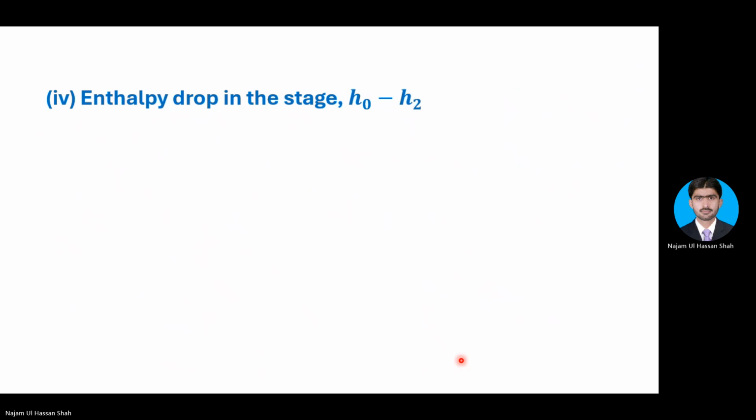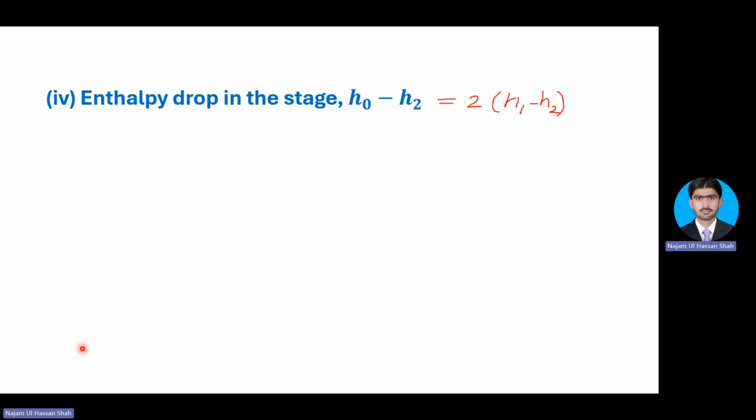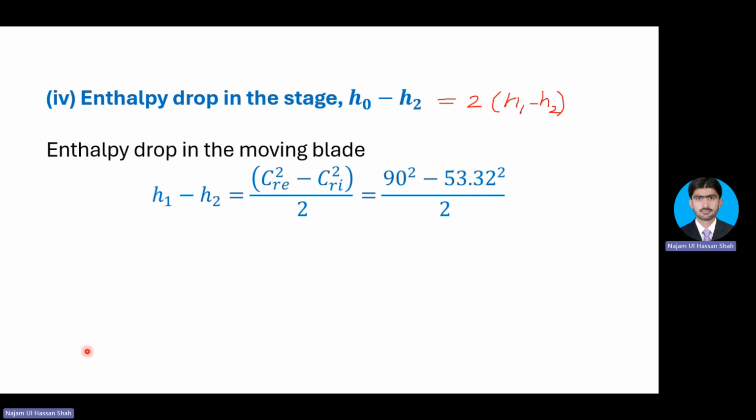Last portion, enthalpy drop in the stage, H0 minus H2. This should be equal to twice of the enthalpy drop in the moving blades row, H1 minus H2. So we can first determine H1 minus H2, and then we can multiply by 2 to determine the enthalpy drop in the stage. So enthalpy drop in the moving blade will be determined by this formula: H1 minus H2 is equal to CRE square minus CRI square divided by 2.